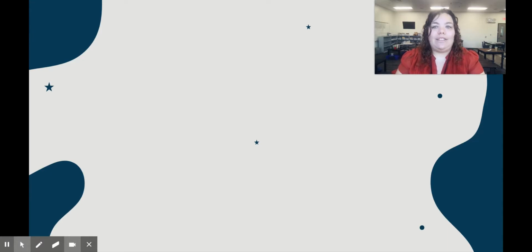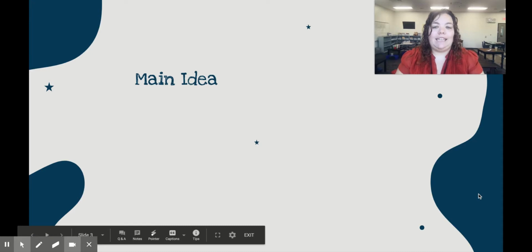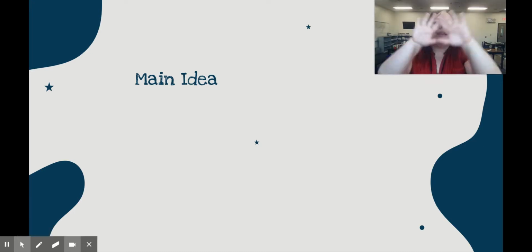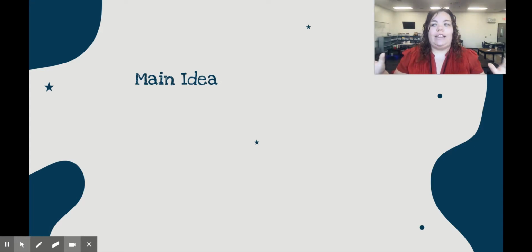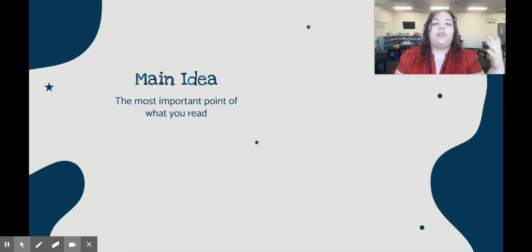For today, the first word we want to talk about is main idea. The main idea is kind of like the big overarching thing that the story is mostly about. So almost everything that you're going to read is going to come back to this main idea in the book because it is the most important point about what you read.